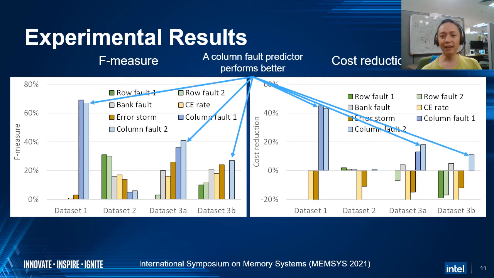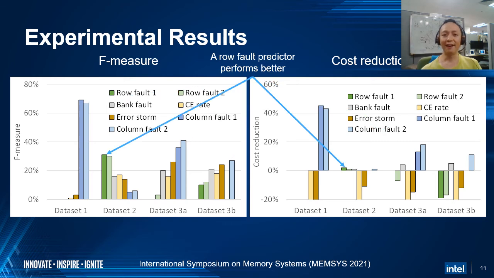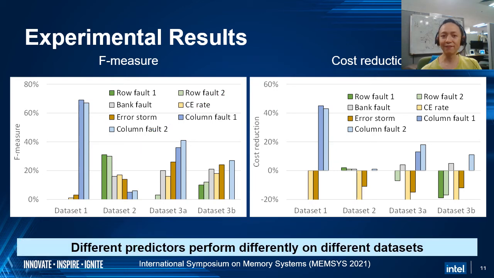In the experimental results, we see that a column fault predictor performs better in 3 of the 4 datasets. Unfortunately, on dataset 2, column fault predictors do not perform well enough. However, on dataset 2, a row fault predictor performs better. Unfortunately, row fault predictors perform poorly on the other 3 datasets. Overall, different predictors perform differently on different datasets. There are no free predictors working universally well on all the datasets.